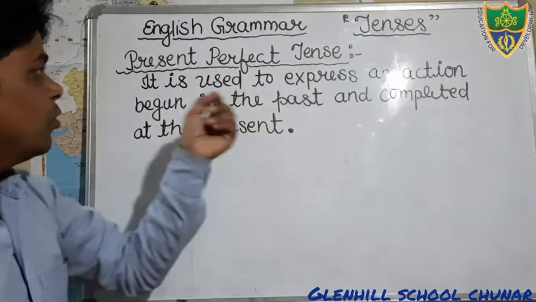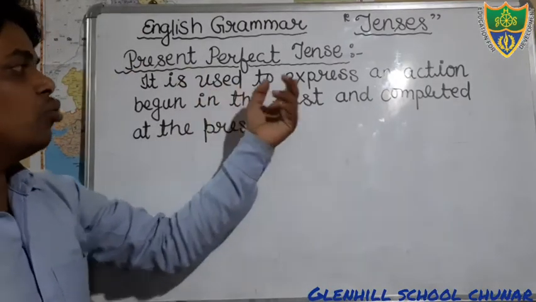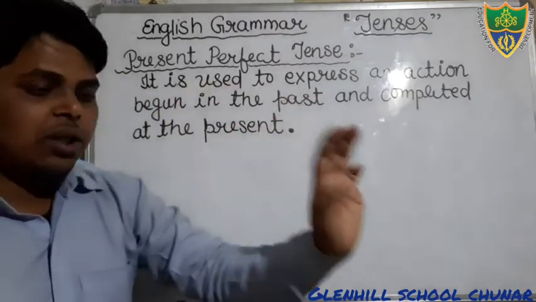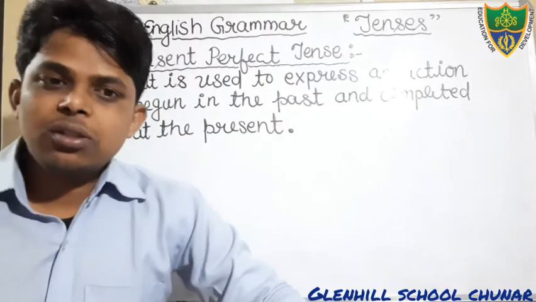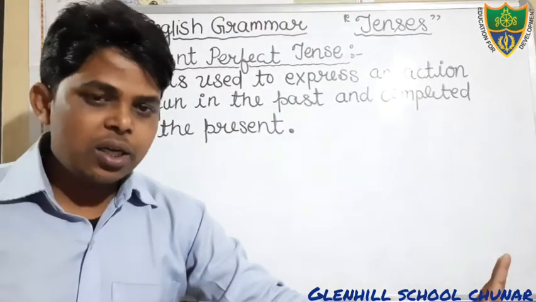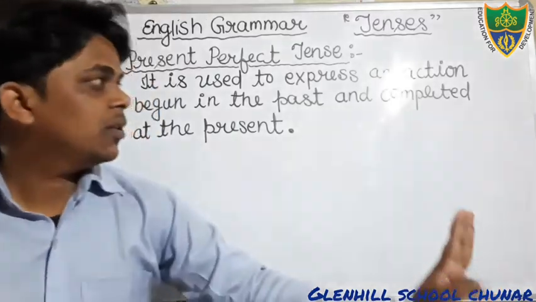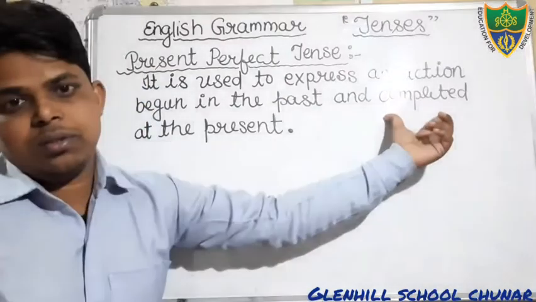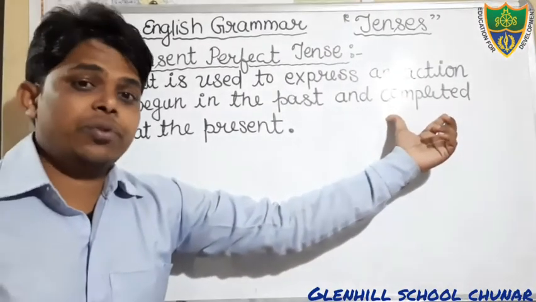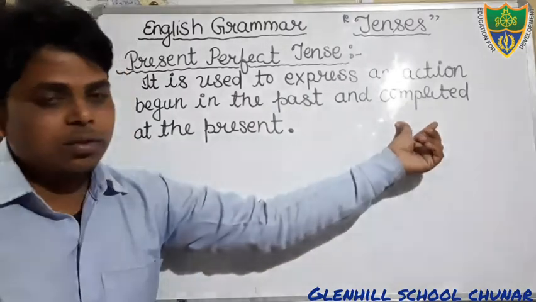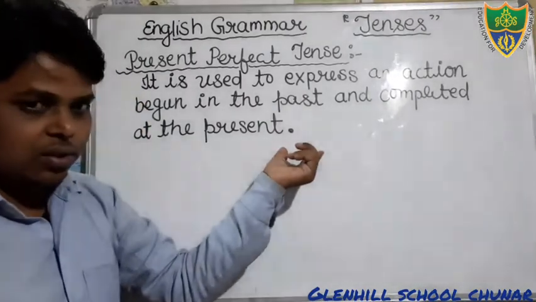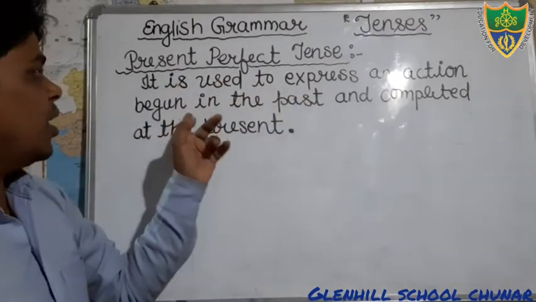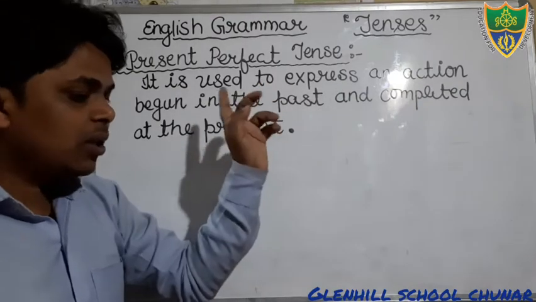Okay, students, so just write down. Present perfect tense is used to express an action begun in the past and completed in the present. It means in this tense, the action has already been completed. That is not in process, nothing is left. The action has been completed. So just see it and write down: it is used to express an action begun in the past and completed in the present.